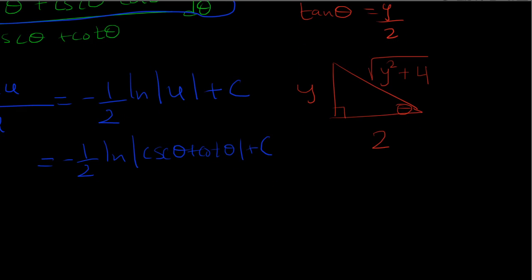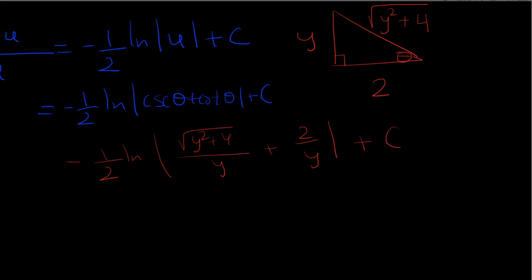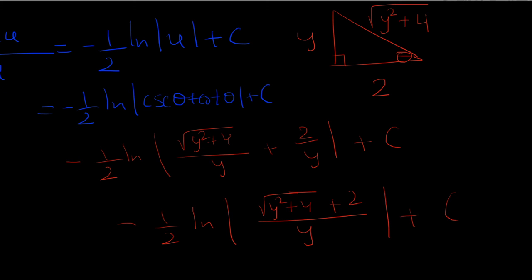And now we just plug in. So you have negative 1/2 ln. Cosecant is hypotenuse over opposite. Cotangent is adjacent over opposite. So if we want, we can combine this into one fraction. So common denominator of y. And this is our final answer.